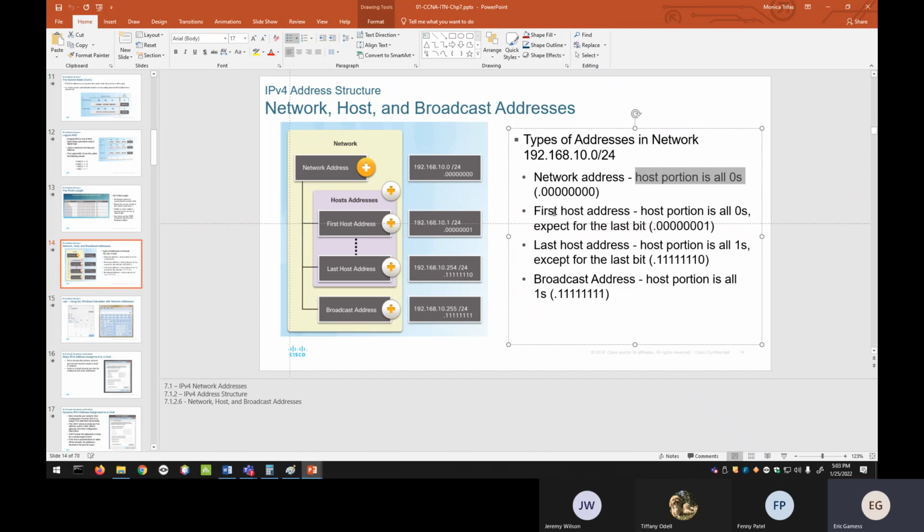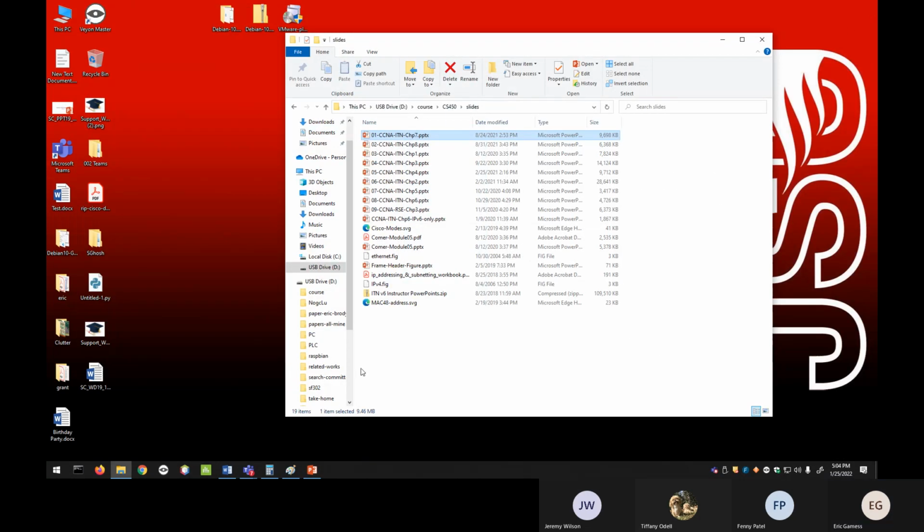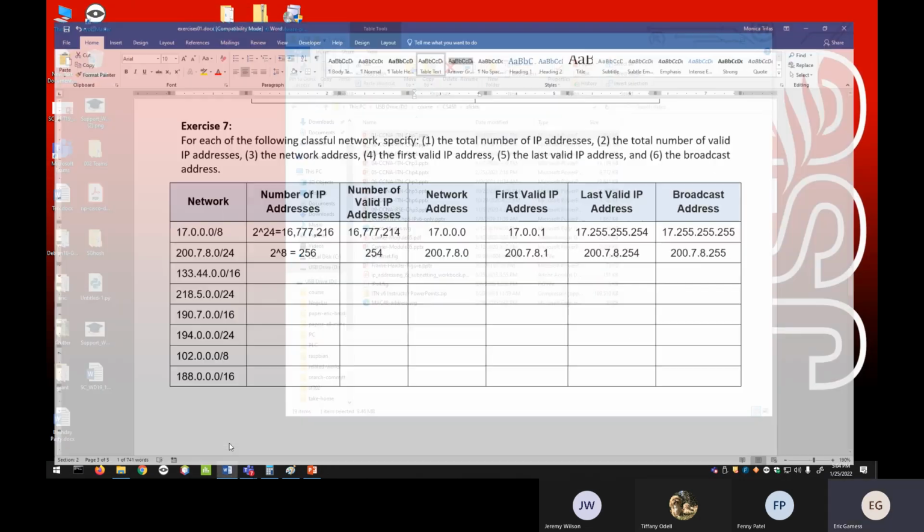So how did we get the first host IP address? In the host portion, we put all the bits in 0, except for the very last one. How do we get the last valid IP address? In the host portion, we put all the bits in 1, except the very last one. How do we get the broadcast address? In the host part, we put all the bits in 1. So we do have a slide that says that, no? Okay, let's go back to the exercise.